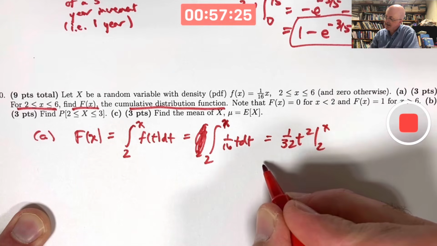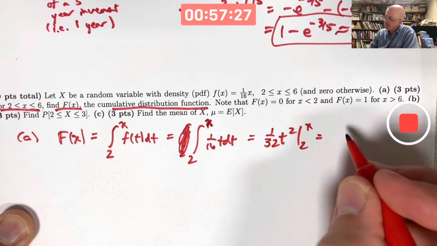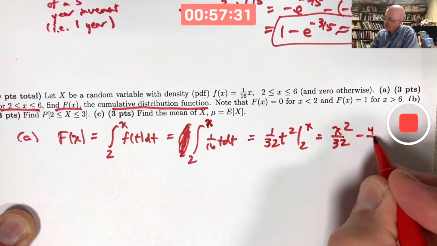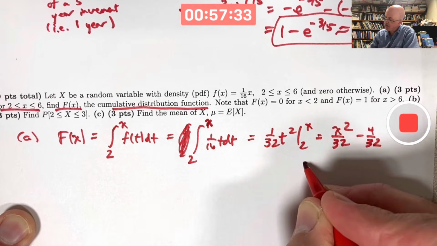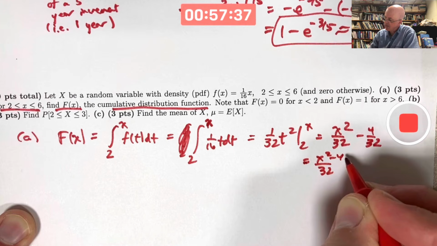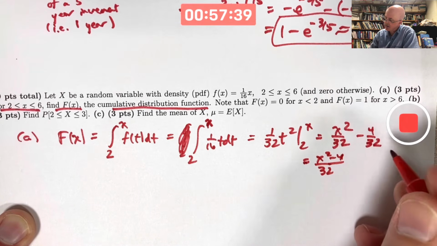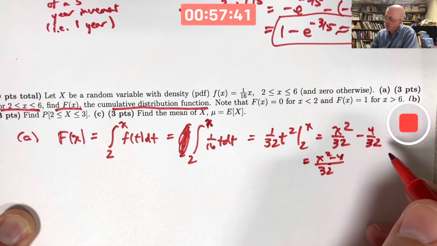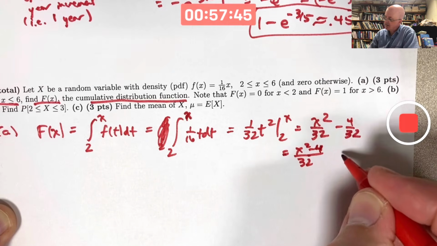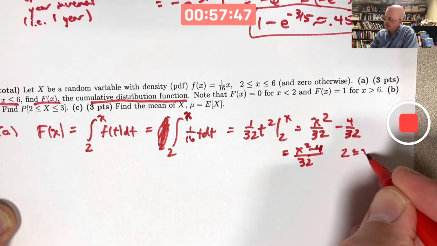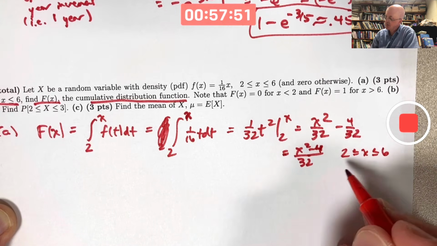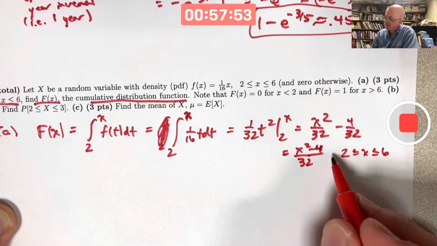Looks like our CDF is x squared over 32 minus 4 over 32, or if you prefer, (x squared minus 4) all over 32. And of course, 4/32 does simplify to 1/8 as well. This is for x between 2 and 6. As a check that it equals 0 when x is 2. It does. You get 4 minus 4 is 0.